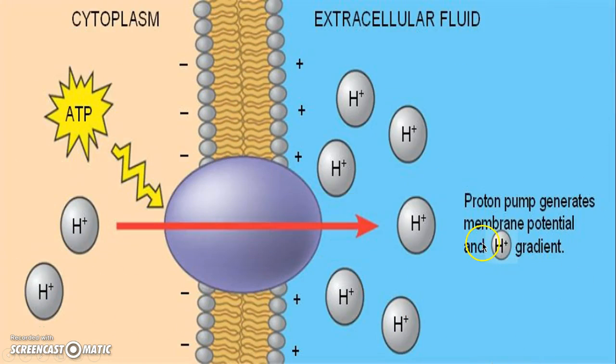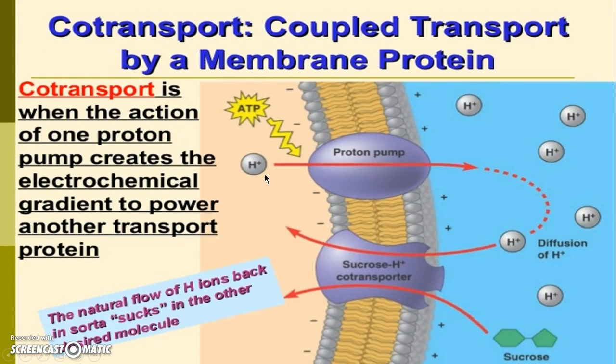Next is the proton pump, in which protons are pumped against the gradient. This drives the formation of ATP, shown here. Following that is coupled transport, or cotransport. Cotransport is when the action of one proton pump creates the electrochemical gradient to power another transport protein. The natural flow of hydrogen ions back sort of sucks in the other desired molecules, shown here.